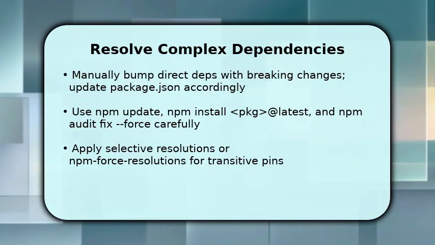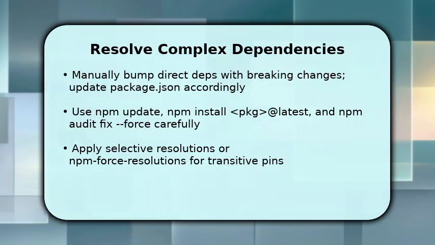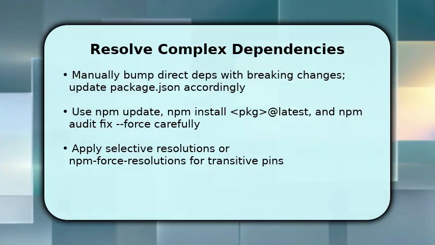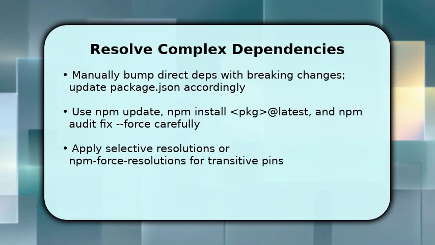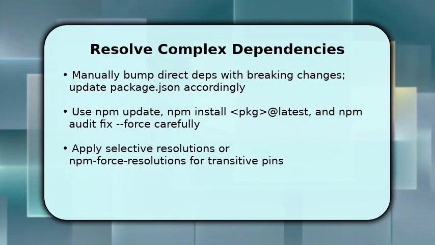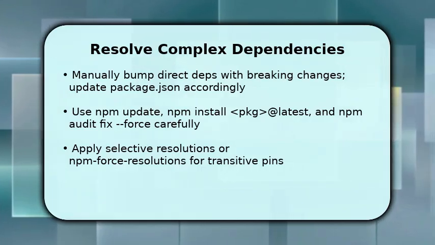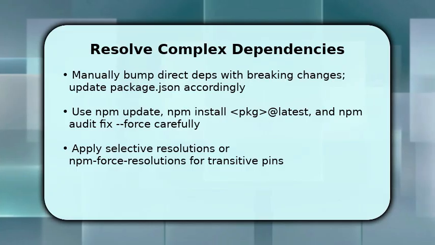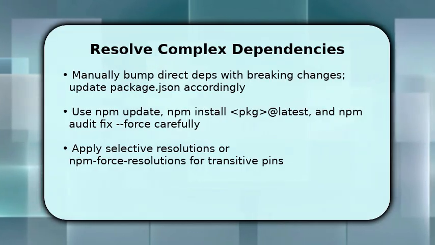If npm audit fix --force is necessary, gate it behind test runs because it may introduce breaking changes. Once done, use package.json overrides or npm-force-resolutions to pin transitive fixes. Then run your full test suite and integration checks to validate.